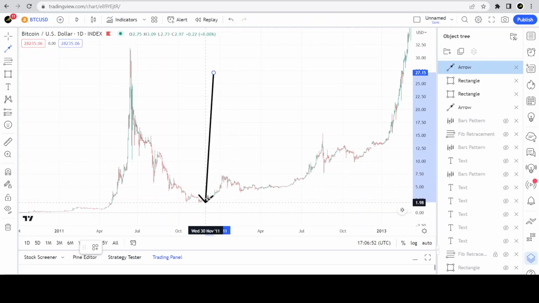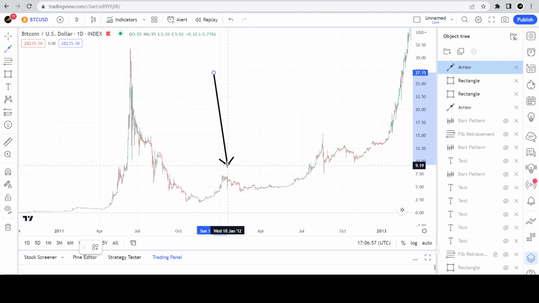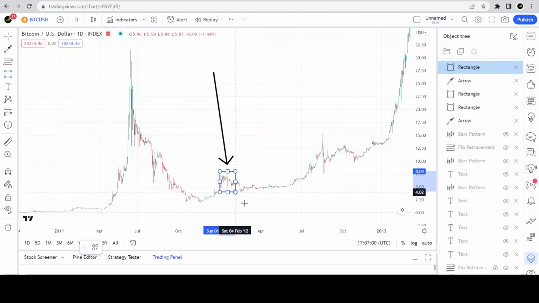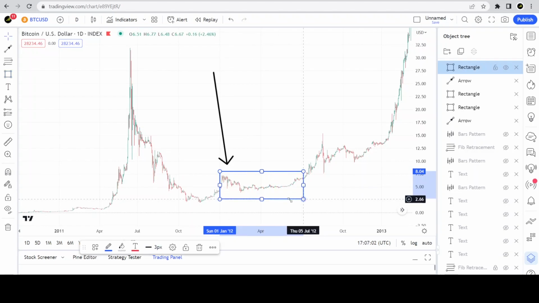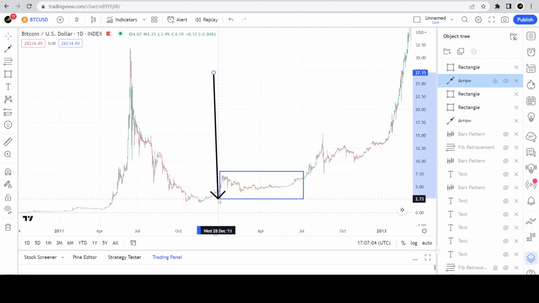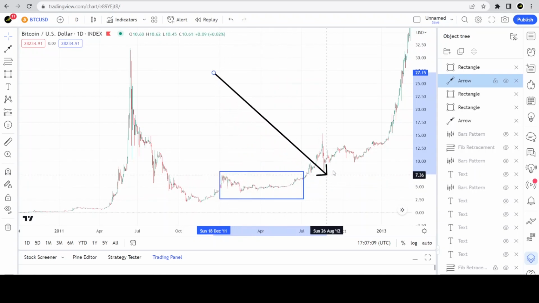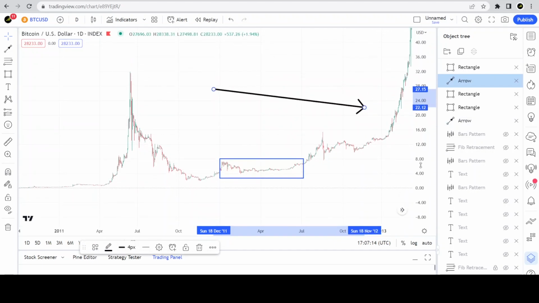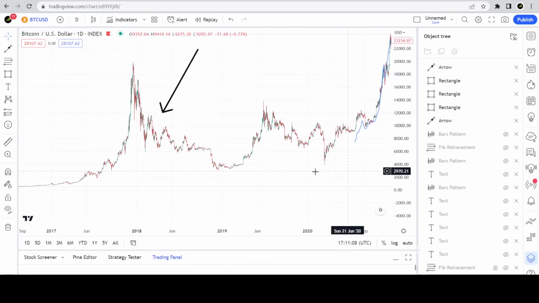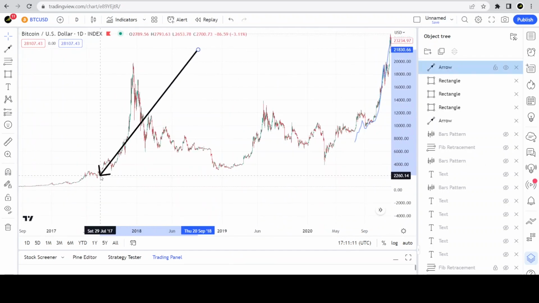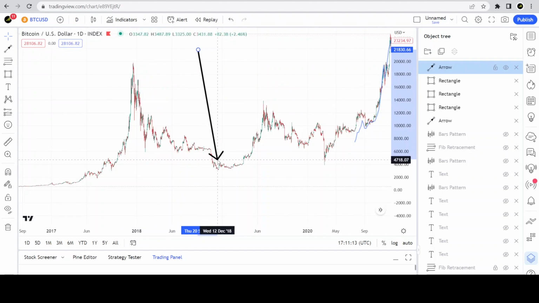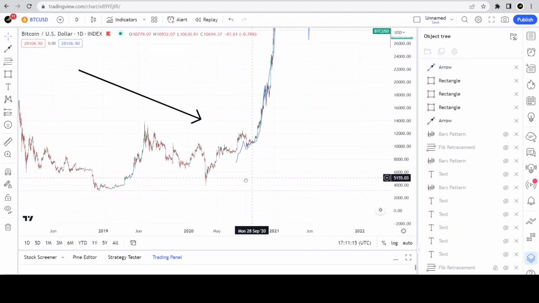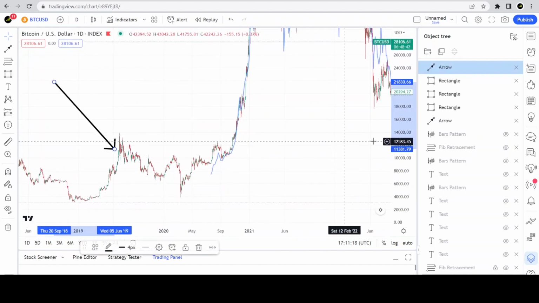So here is that recovery and that consolidation. Once again, it takes place here. Now you can count this as just this right here, or maybe you can even stretch it all the way to here. So it starts its recovery, it kind of goes sideways, consolidates before its move further up into the Bitcoin bull run.